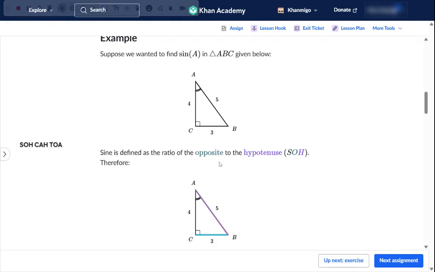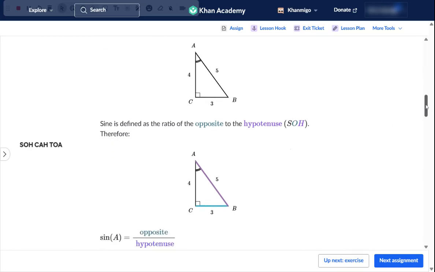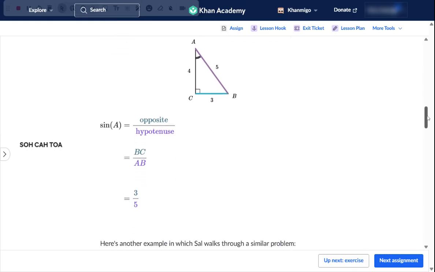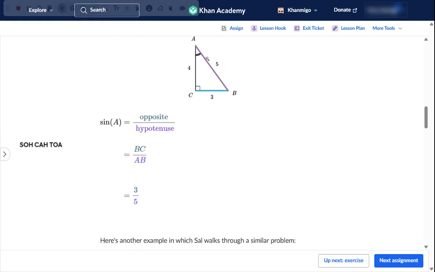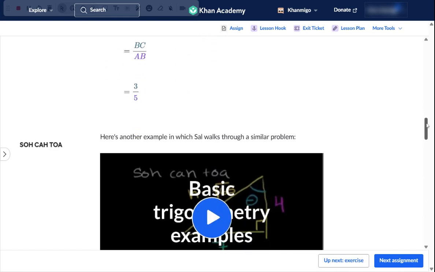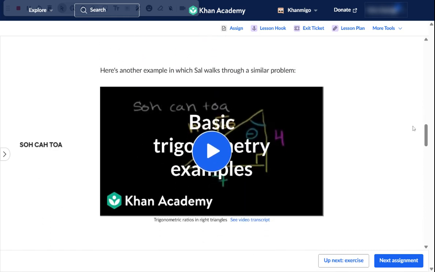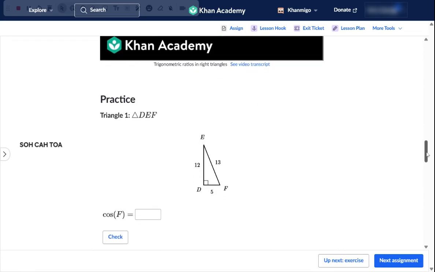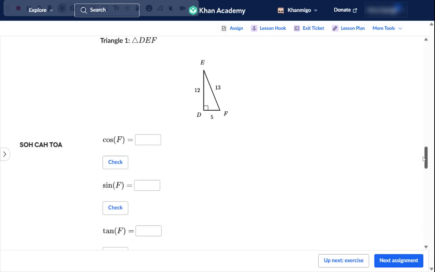Oh my goodness, I never paused during that erasing. I'm so sorry. I usually pause because it takes forever to erase. Anyway, we're going to scroll down and check. Opposite over hypotenuse, 3 over 5. So there's a video here if you'd like to look at another example from Sal from Khan Academy.